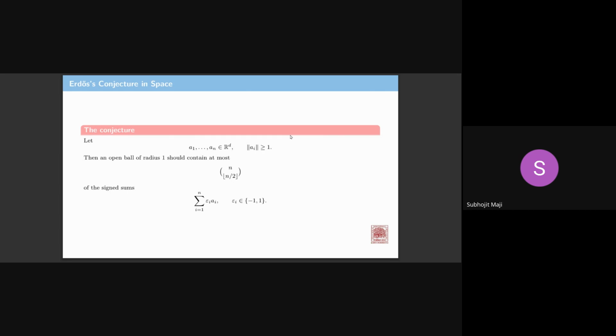Okay. So an open ball of radius 1 should contain at most this many of the signed summations, that is n choose n over 2. That is it.